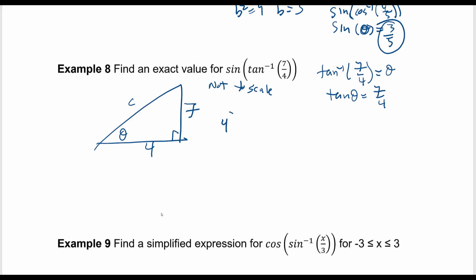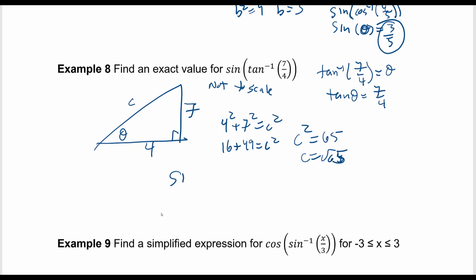So we do 4 squared plus 7 squared equals C squared. That's going to be 16 plus 49 is C squared. So C squared is 65, or C is the square root of 65. Now your hypotenuse is always going to be a positive value. 65, not 4. Sorry about that. Always going to be a positive value.